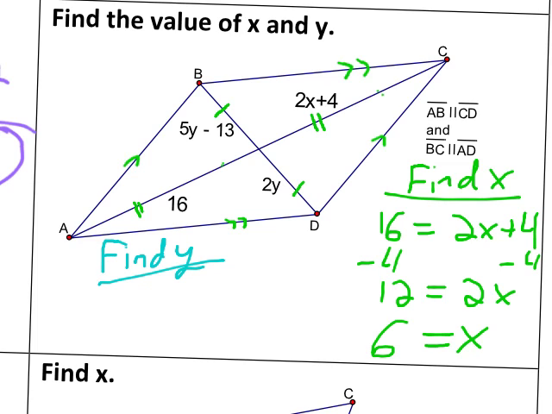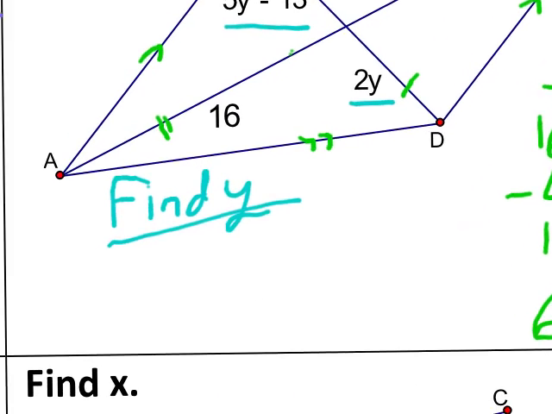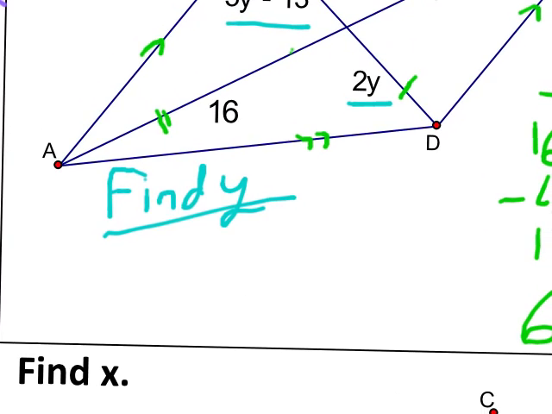Okay. Well, I know that 5y minus 13 and 2y are equal, or congruent, because the diagonals bisect each other. So BD is bisected. So 5y minus 13 equals 2y.